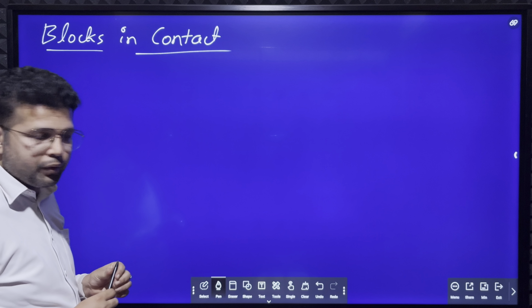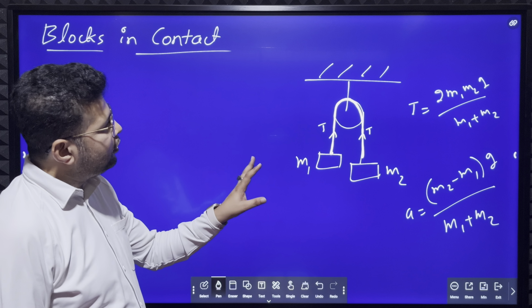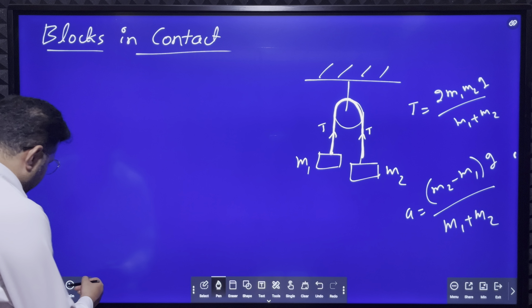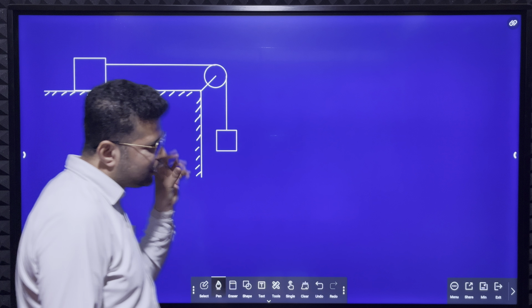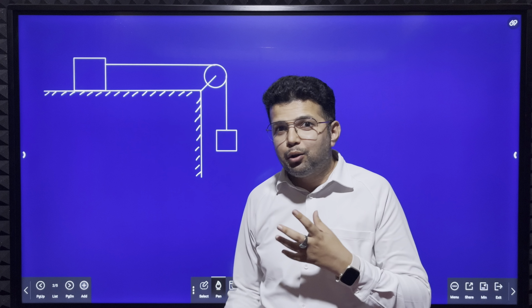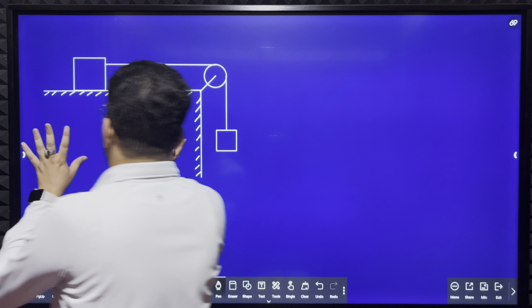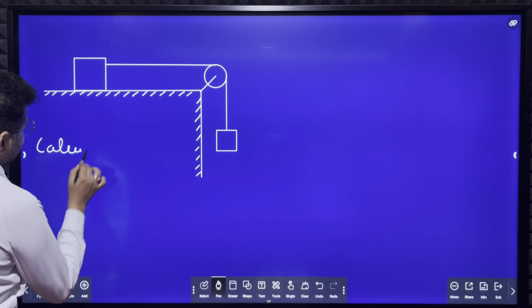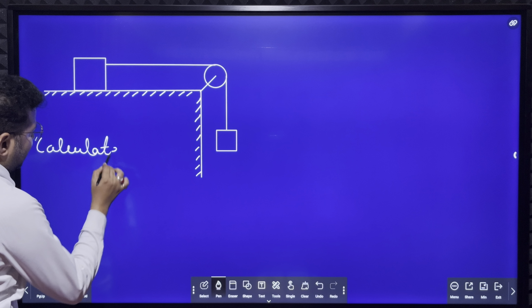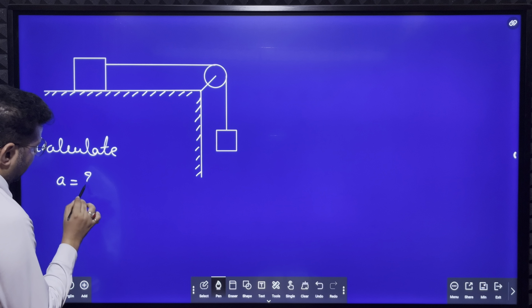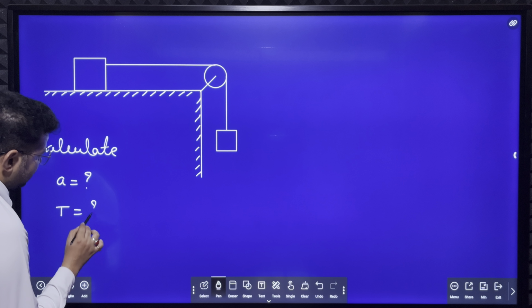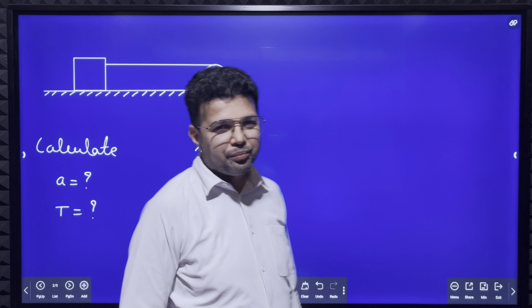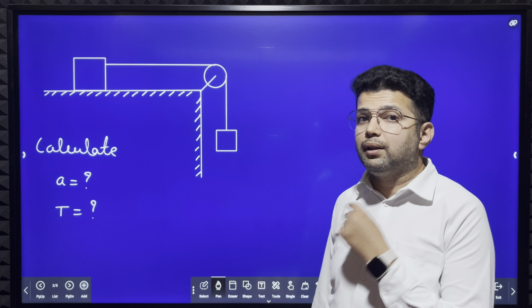Here, we considered m2 minus m1, which you will get if m2 is greater than m1. Now, very similar to this, I'd like to solve a problem. You can also do this situation in order to check your understanding. Here you have to calculate the acceleration of the blocks and the tension in the string. So this is your problem. You can pause the video and calculate.